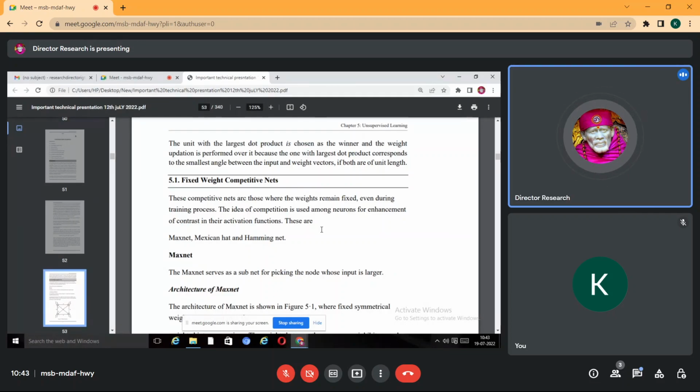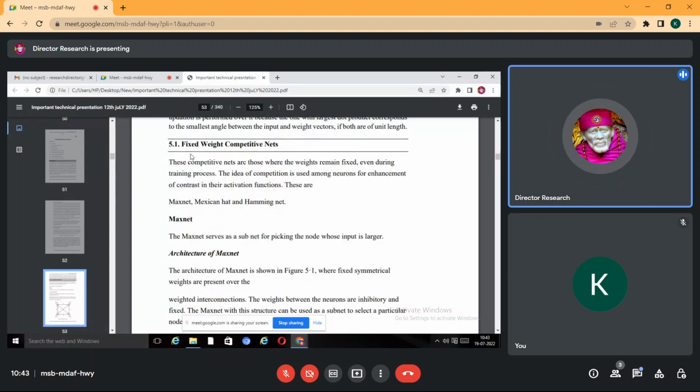The next important topic is fixed weight competitive nets. These competitive nets are those where the weights remain fixed even during the training process. The idea of competition is used among neurons for enhancement of contrast in their activation functions. There are three: MaxNet, Mexican Hat Net, Hamming Net.